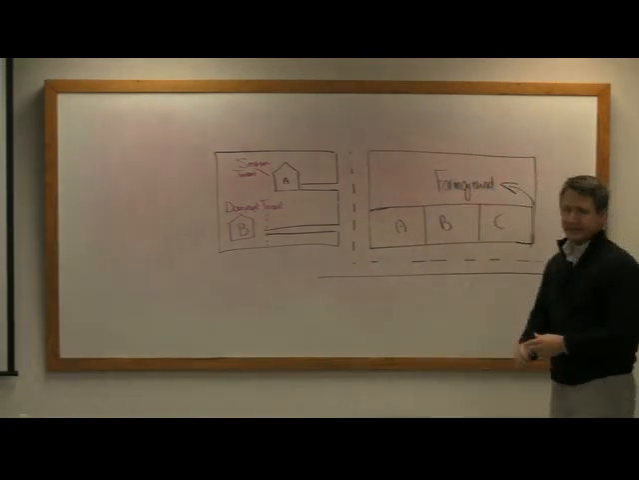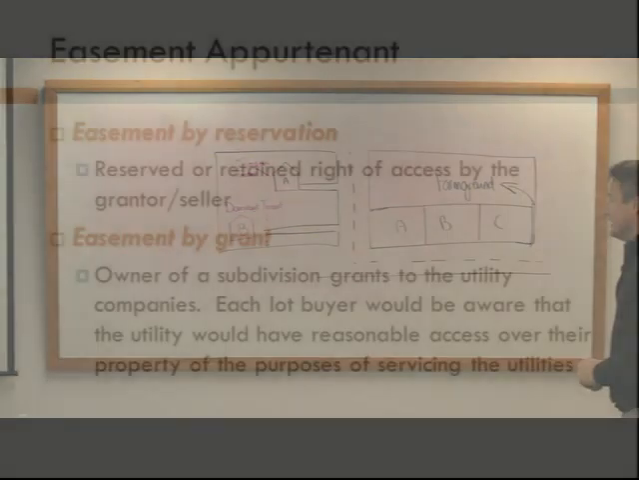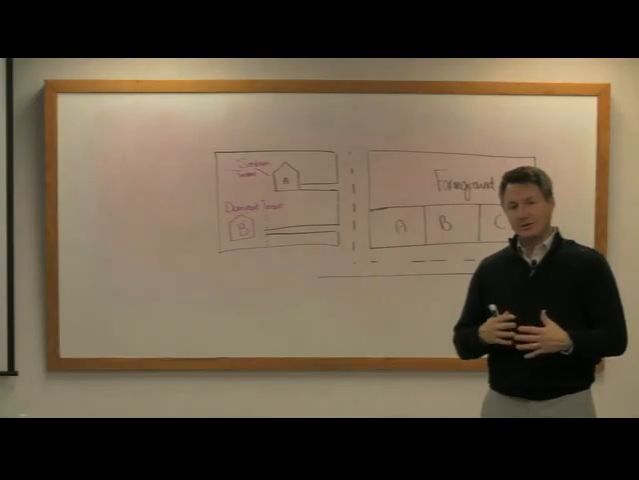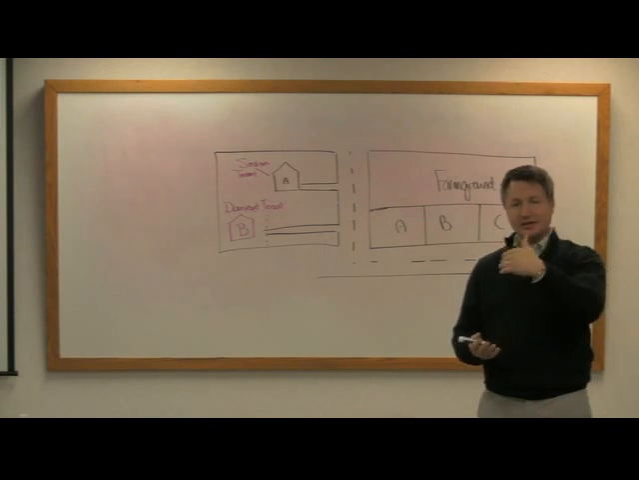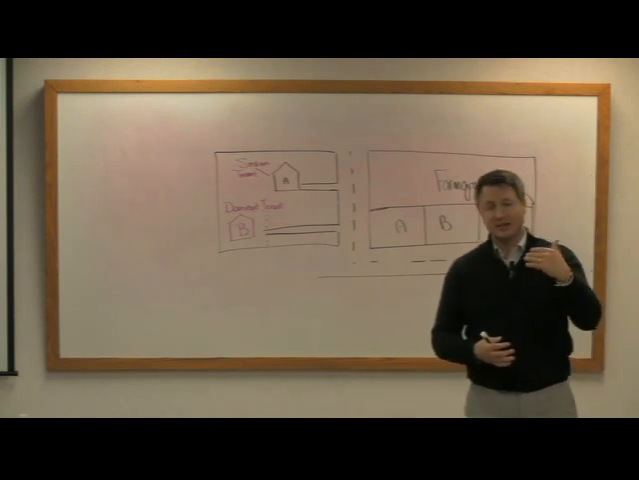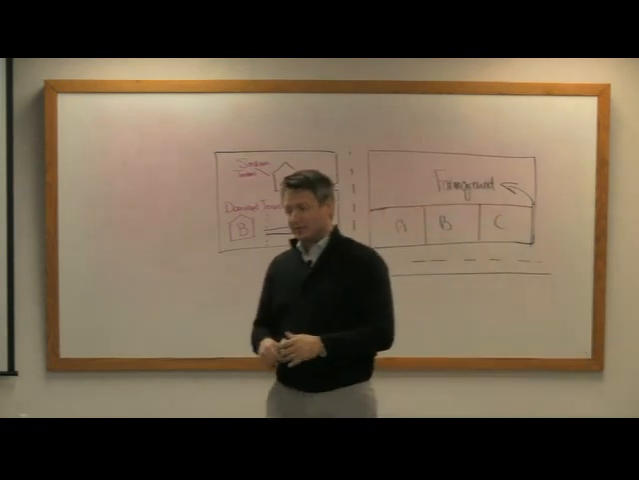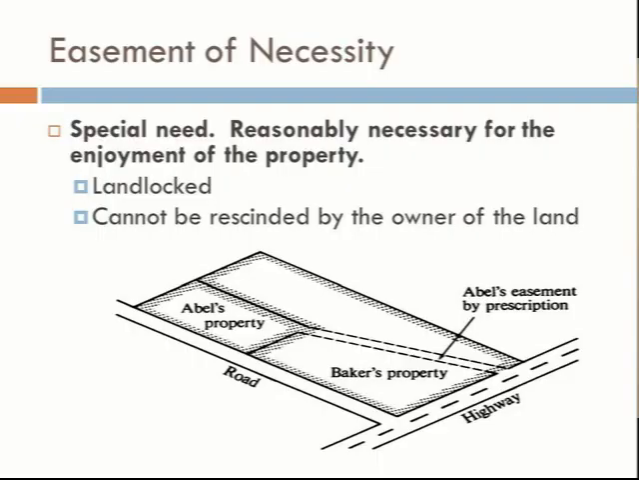Otherwise, there's no way that they can get their machinery into that landlocked farm ground. An easement by grant is where we have an owner of a subdivision that grants an easement to the city or the local utility companies so they can access the power boxes, the utility lines, the phone lines, and all those other items for purposes of servicing or installing that equipment.